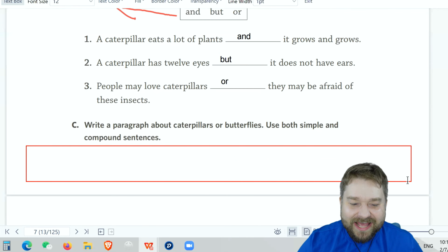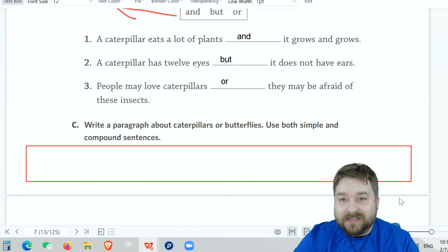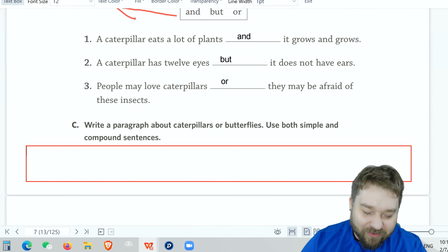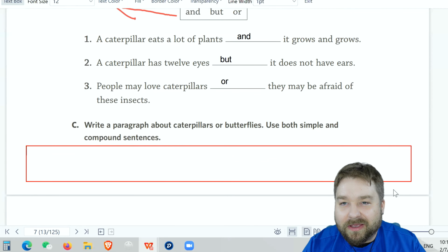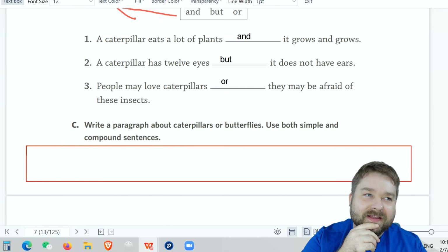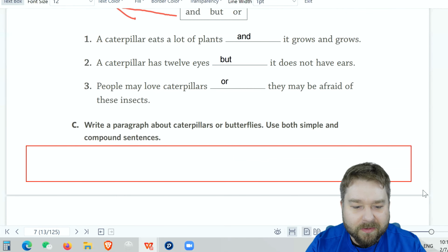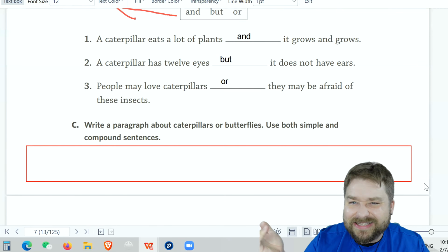Okay, I'm going to talk about both caterpillars and butterflies because I can do what I want, right? Writing should be fun. So let's see, what is our topic? Actually, let's talk more about caterpillars. I like that. I'm going to change my idea. Let's do more about caterpillars, but we are going to say the word butterfly, so it's all together.